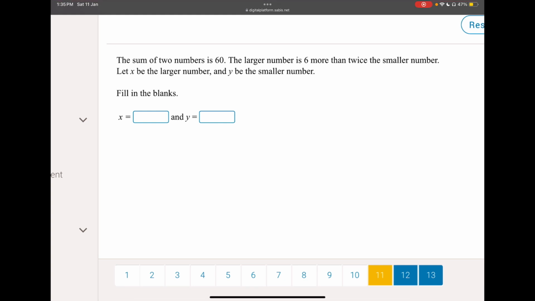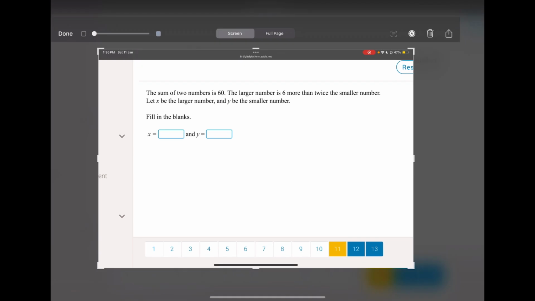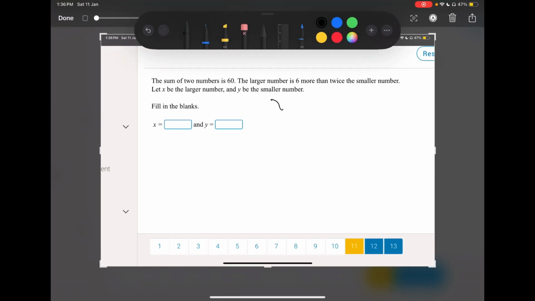Okay, for this one, the sum of two numbers is 60. The larger number is 6 more than twice the smaller number. Let x be the larger number and y be the smaller number. So x plus y is equal to 60. That's the sum of two numbers.